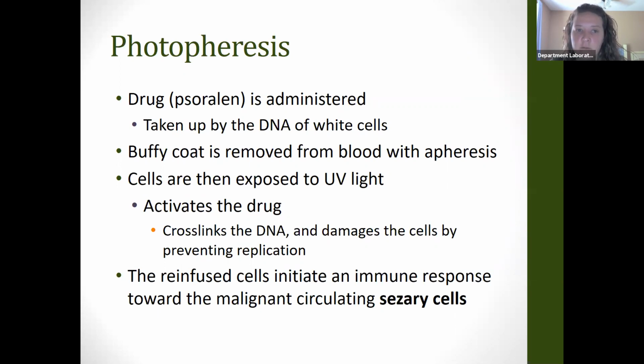So in that photopheresis, the drug is administered, taken up by the DNA of the white cells, the buffy coat. So that's the only thing that we're taking during the apheresis. And then the cells are exposed to the UV light, which activates the drug, cross-links the DNA, and damages the cells, preventing replication. So this has been shown to be beneficial in T-cell lymphoma, such as Sézary cell as well.